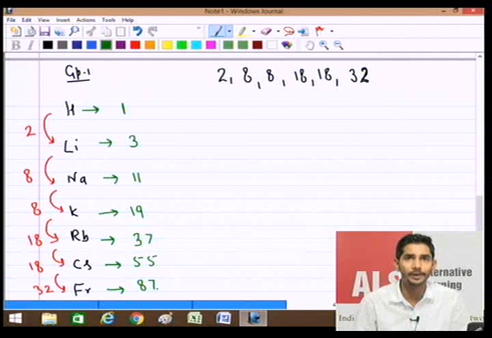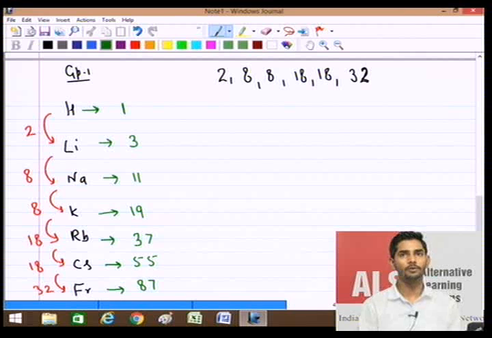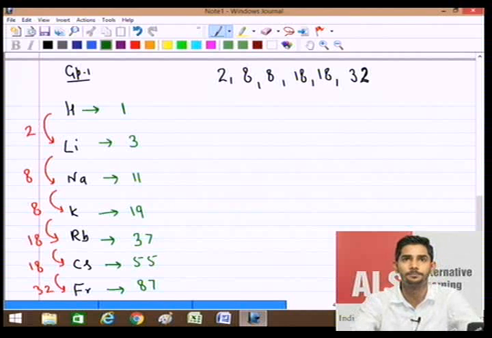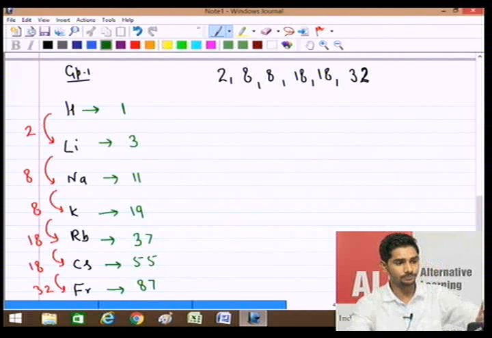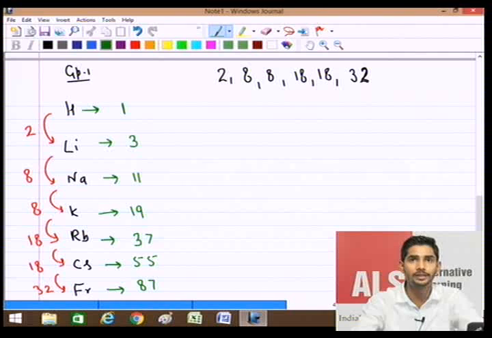So guys, if you remember the atomic number of the first element, you can write the atomic numbers of the whole group. Okay? So the atomic number of hydrogen is 1, lithium is 3, sodium is 11, potassium 19, rubidium 37. Okay? Then cesium is 55 and then francium would be 87. You have to write this in your periodic table, in those boxes, in the same manner, so that it would be easy to learn.